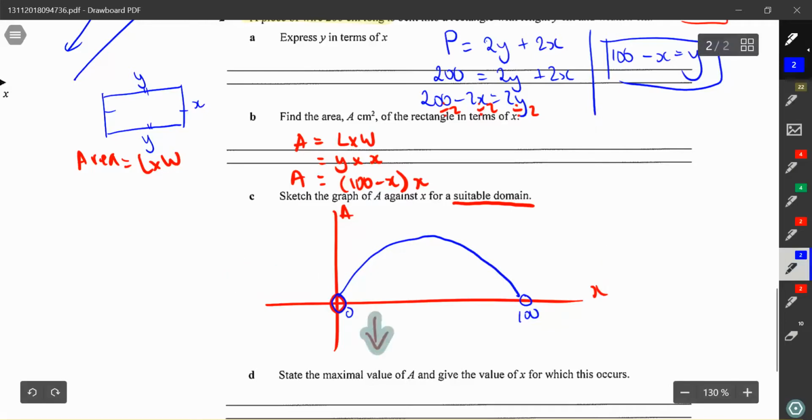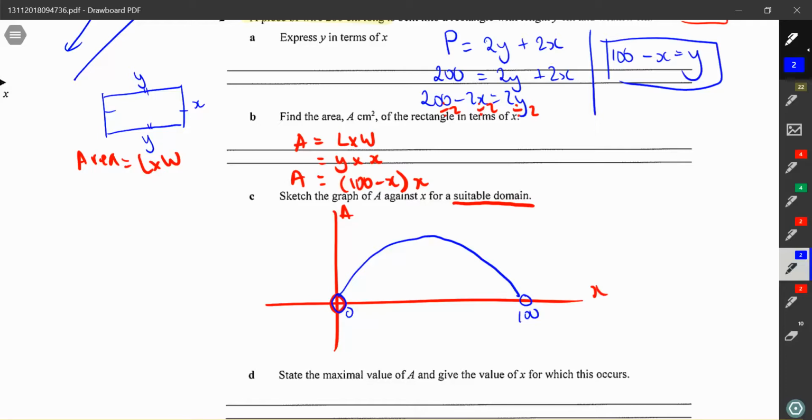Okay, what are you missing now? You've got your endpoints, you've got your shape. What's another thing you must label? Not the range. Turning point. Every graph is about 3 marks. It's always shape, endpoints, and then turning points.